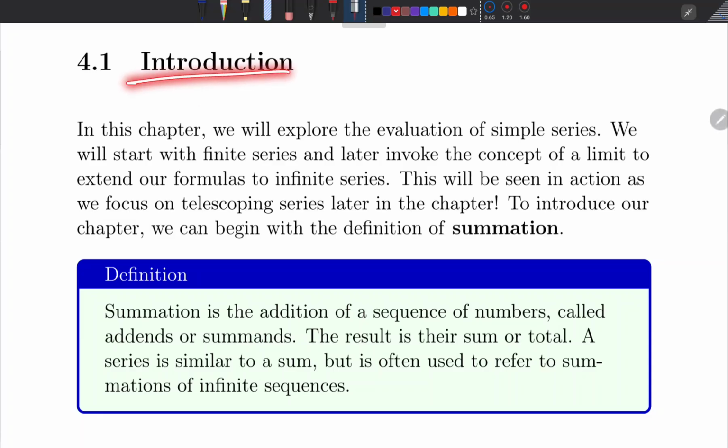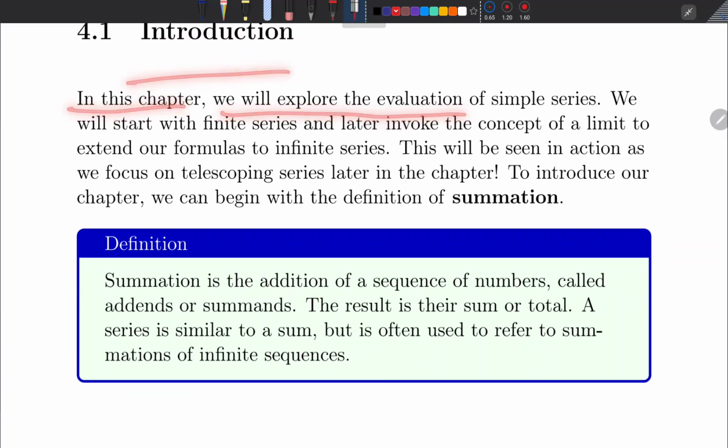Okay, so we have the introduction. In this chapter we will explore the evaluation of simple series. It's simple, but it doesn't mean it's that simple; it's not that difficult, right? We are not going to introduce Riemann zeta functions in this chapter, but we would have a dedicated chapter on that function as well. So we need to understand what a sum actually is. Let's read this out once. We will start with finite series, later invoking the concept of a limit to extend our formulas to infinite series. Obviously this will be seen in action as we focus on telescoping series later in the chapter.